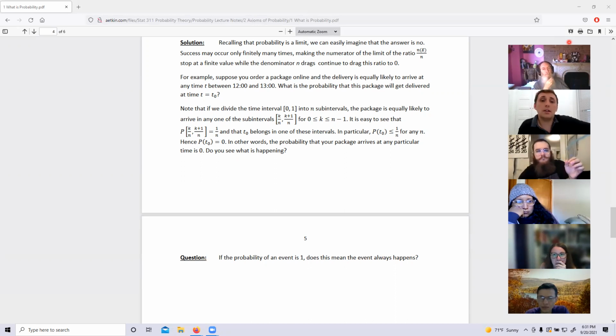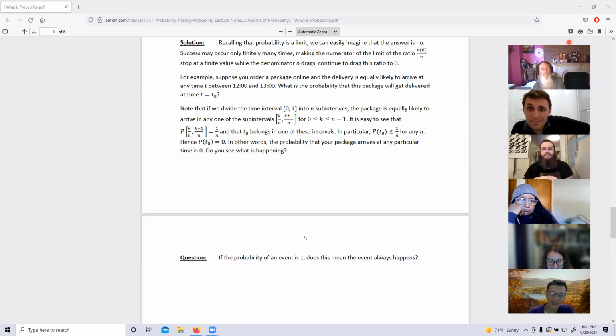Here is what I want you to understand, guys. What's the probability the delivery arrives at 12:30? 0. What's the probability it arrives at 12:15? 0. What's the probability it arrives at any other time? 0. So how do you get the package? Just focus on any moment in this interval. At any of those moments, the probability of the package coming is 0. So how do you get the package?